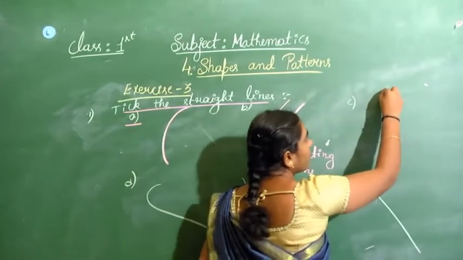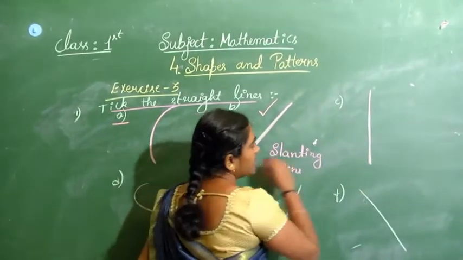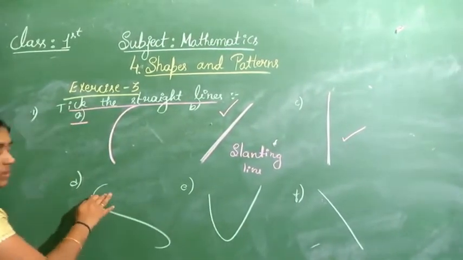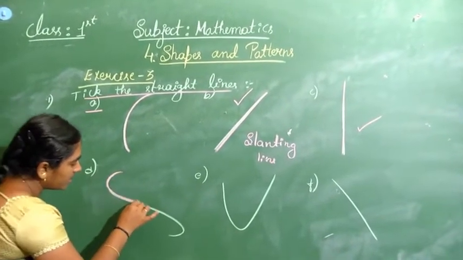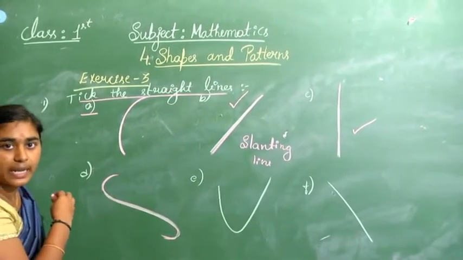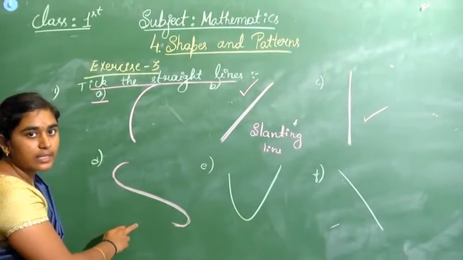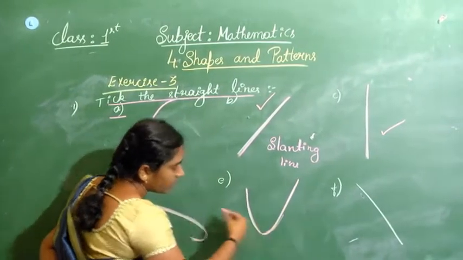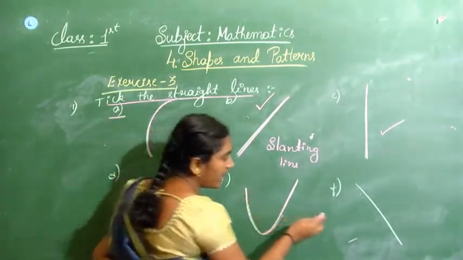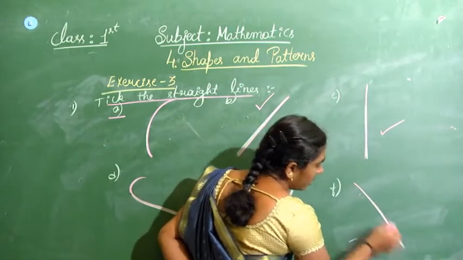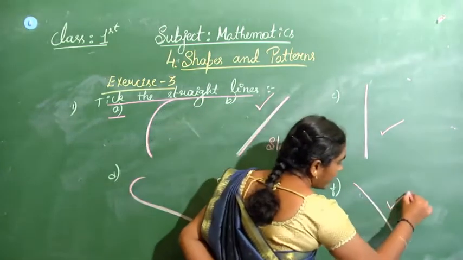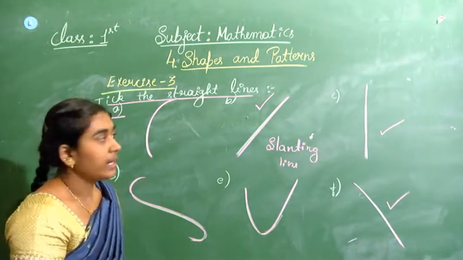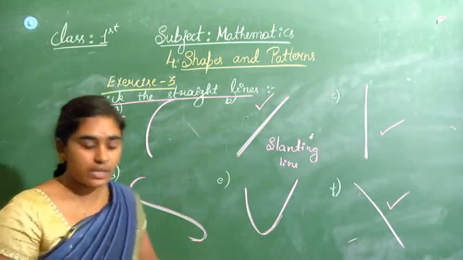And third one, is this a straight line? Yes, this is a standing line. And coming to the D, you can observe like this it is. So this is not a straight line. This is a curved line. And coming to the E, this one is also a curved line, and F, of course, this is a straight line, and also you can say that is a slanting straight line. Like this, you can identify which is straight and which is curved.